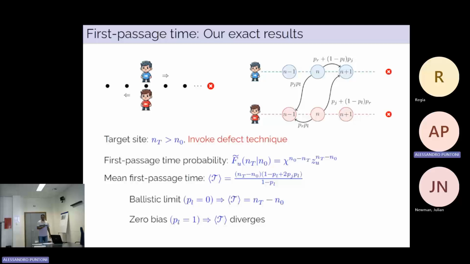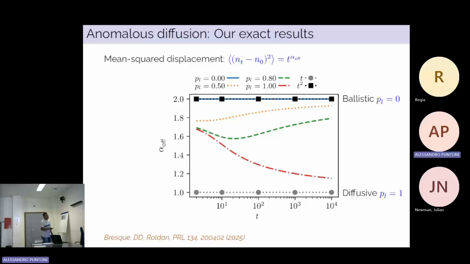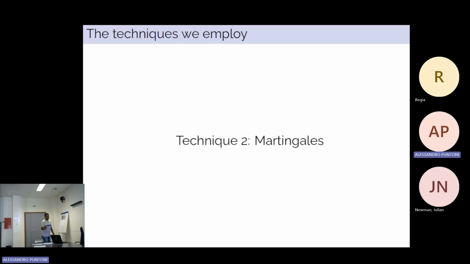Yeah. And if you have a zero bias, this diverges, as we know. So I have already shown you this result. And if you just plot the mean square displacement, you can see there is a kind of anomaly here. So you have a super diffusive regime from when you change the PL here. So very quickly, let me go to the second one, martingales.